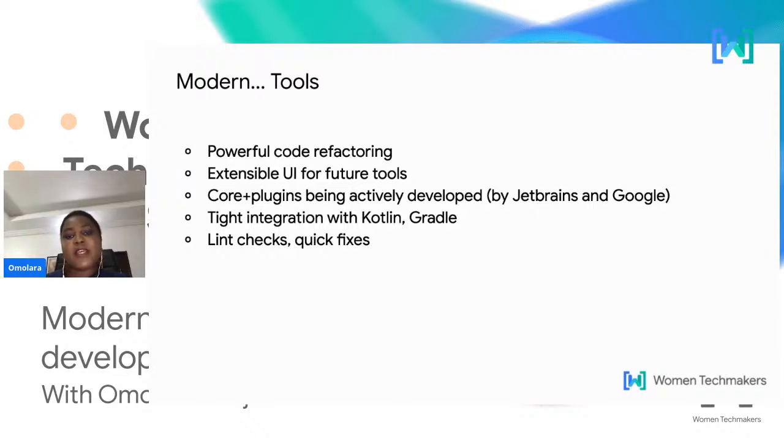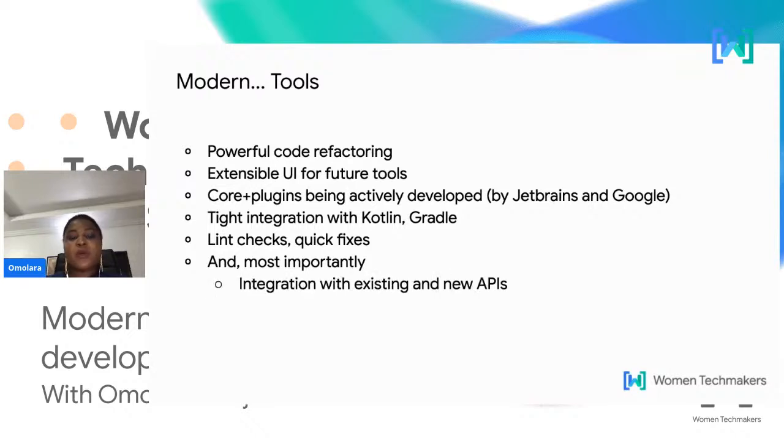Then we have lint checks. Android Studio will give you warnings when necessary. You can configure your lint checks. You can do code completion. You can do all sorts in Android Studio. And most importantly, integration with existing and new APIs. Even now that there are some new APIs that have been announced, they integrate well with Android Studio without you having to do so much. Probably just install a patch and then you are good.